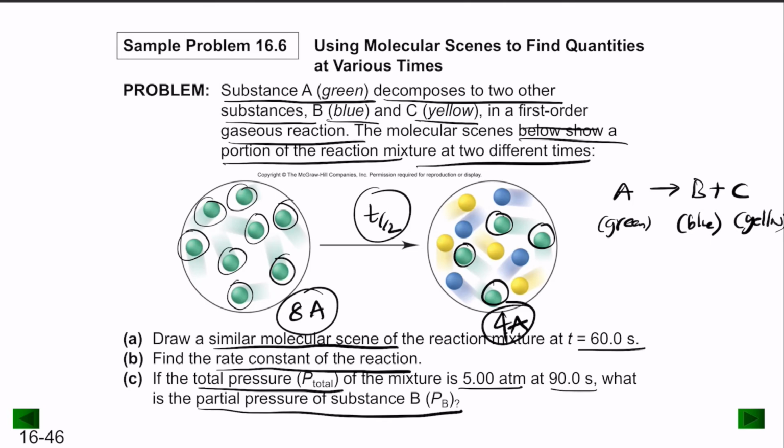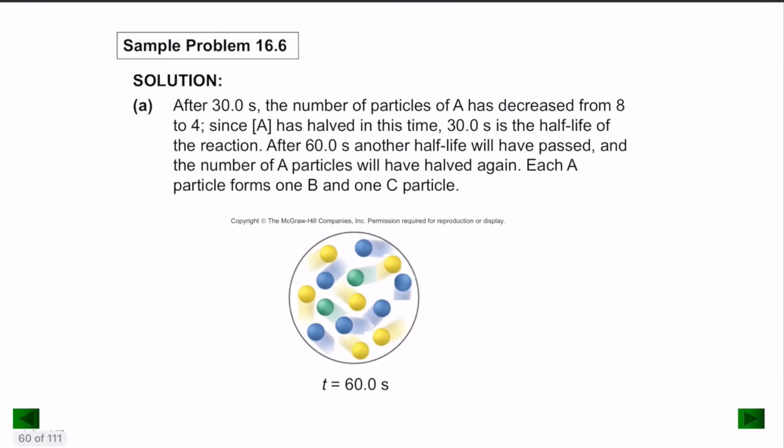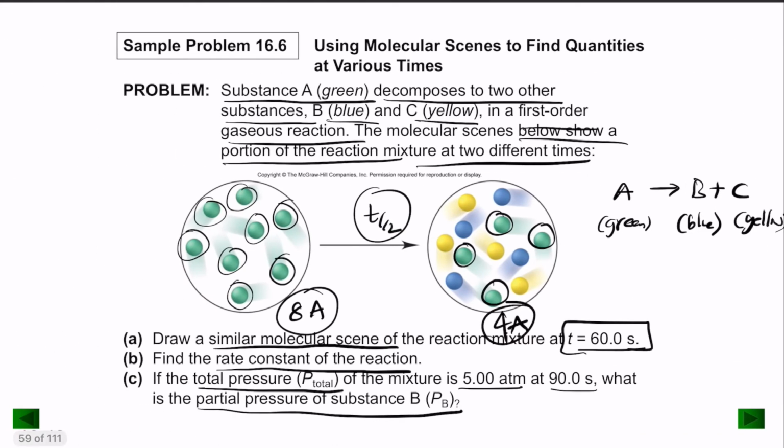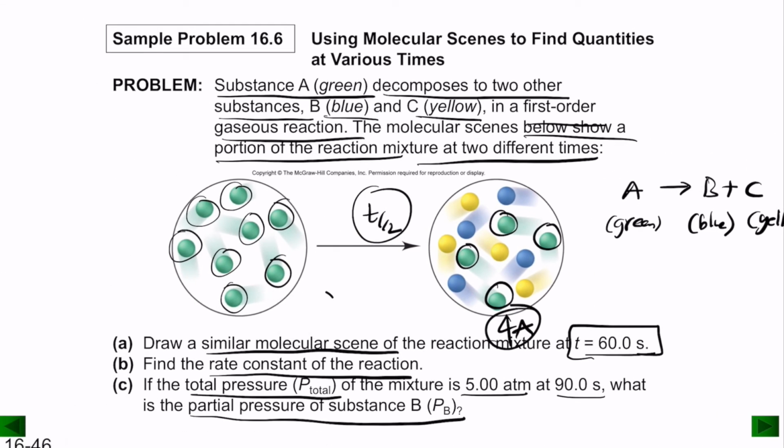So let's take an example. First one, we have to draw a similar scene at 60 seconds. This is t equal to 0 seconds, and this is t equal to 30 seconds. They're asking us to find t equal to 60 seconds. Now remember that there are 8 A molecules that are becoming 4 A molecules in 30 seconds. In another 30 seconds, 4 A molecules will become 2 A molecules.